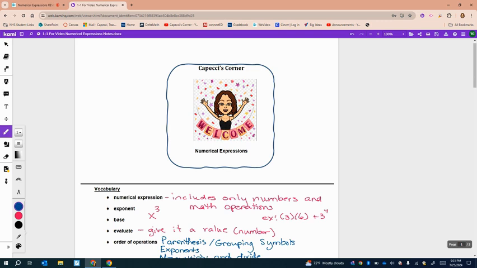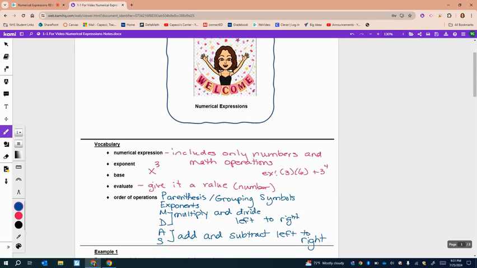Today on Capechi's Corner, we're going to talk about numerical expressions. Now, when we're looking at expressions, remember the biggest thing about expressions is there is not an equal sign. So when we're discussing a numerical expression, we're talking about something that includes only numbers and math operations. So here's an example that I give you. 3 times 6 plus 3 to the power of 4 is a numerical expression.